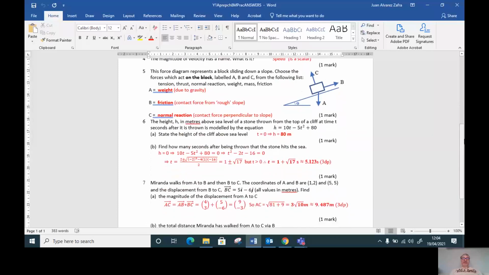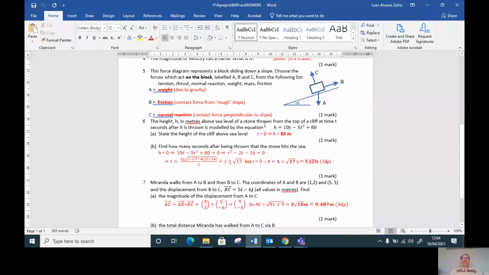Question 6. The height h in meters above sea level of a stone thrown from the top of a cliff at time t seconds after it's thrown is modeled by this equation. And we'll see later how to derive equations like this, but for the moment we just need to use it. State the height of the cliff above the sea level.